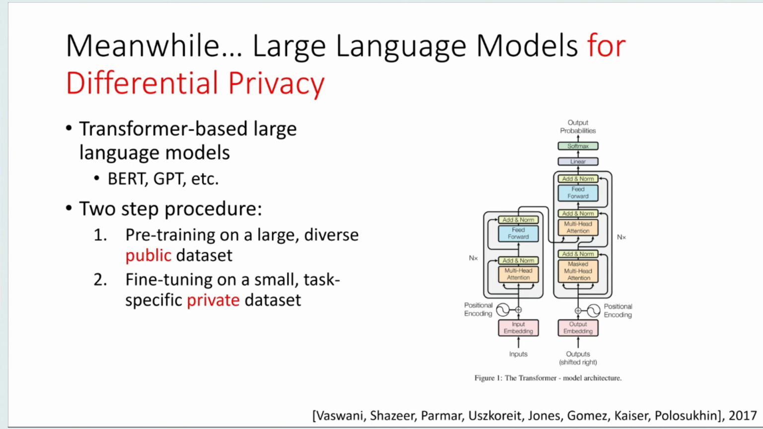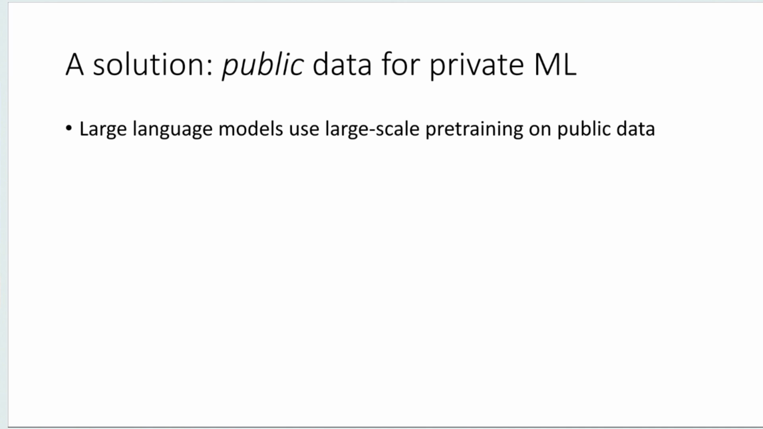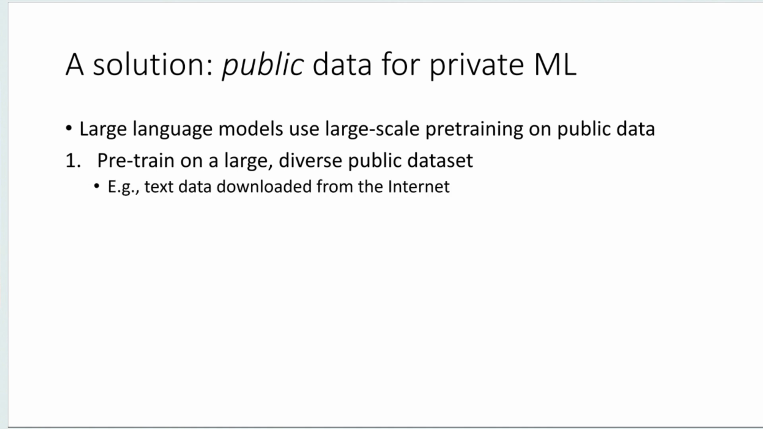So let's go into a little bit more detail about these 2 steps. The first stage of training any machine learning model, any large language model, is really large-scale pre-training, where frequently there's just text data downloaded from the internet. And this is already data which is publicly available, so we're not going to give it any privacy protection and just train as normal using SGD.